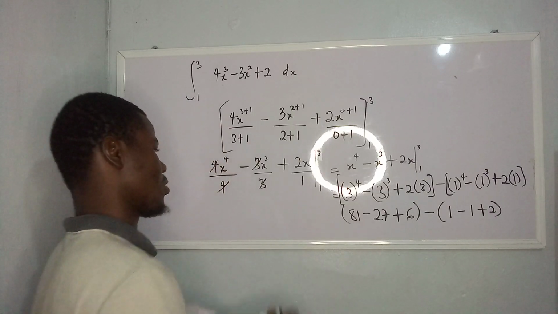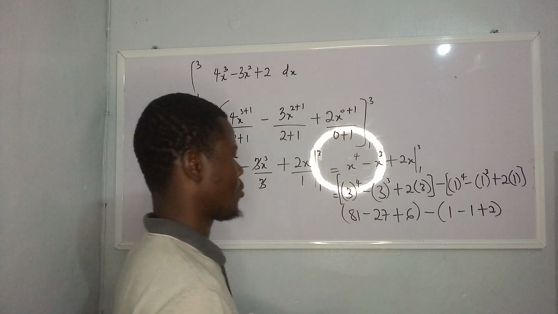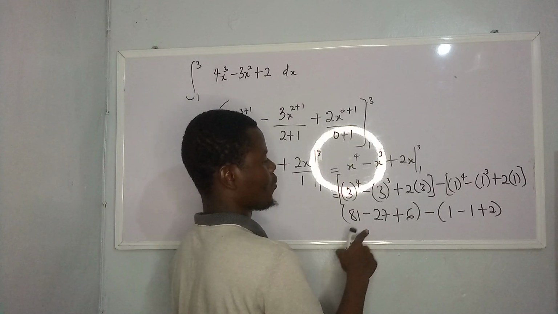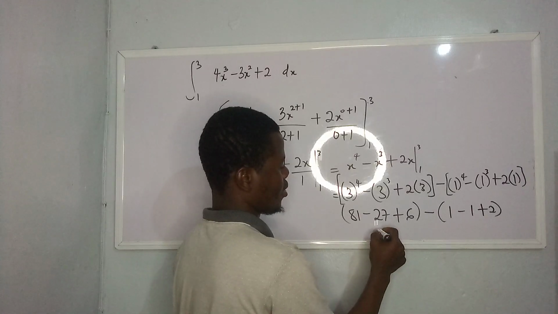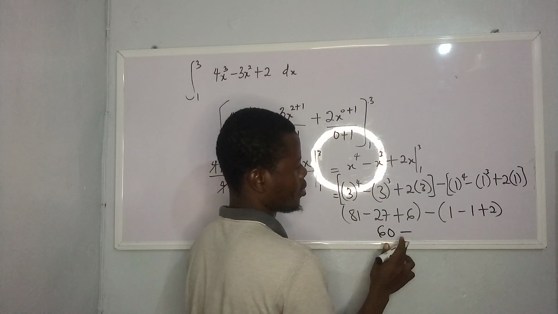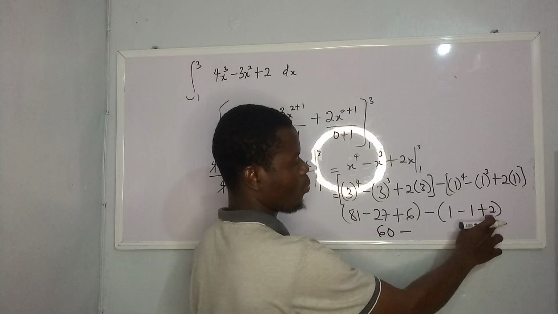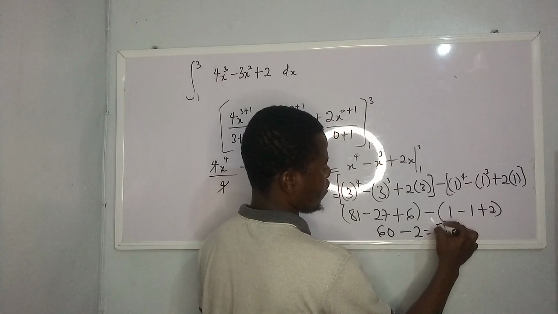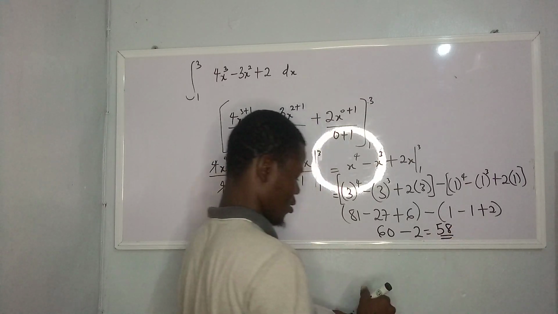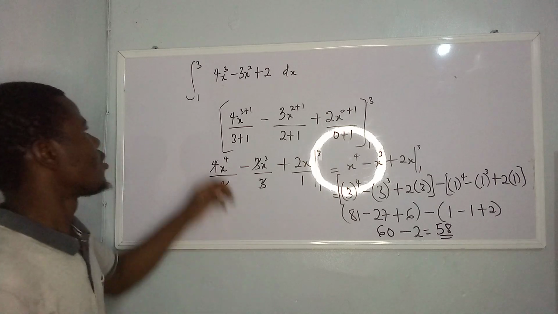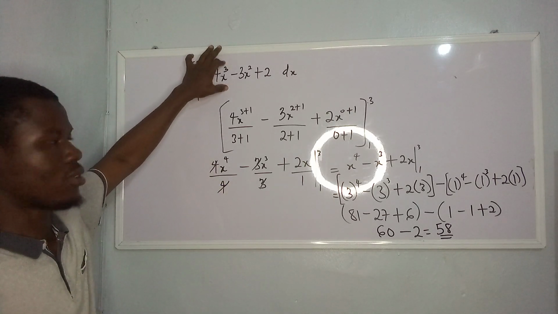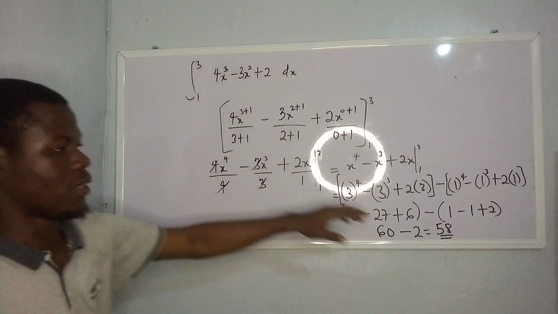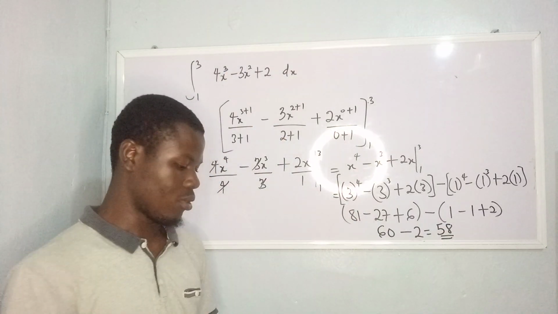81 minus 27 will give us 54, if I'm not mistaken. Yes, 54. So 54 plus 6 is 60. Then 1 minus 1 is 0, plus 2 is 2. So that is 60 minus 2, which will give us 58. So that will be our final answer for this expression given to us. Whenever we integrate this expression from 3 to 1, we're going to have 58 as our final answer. So thank you all for watching.